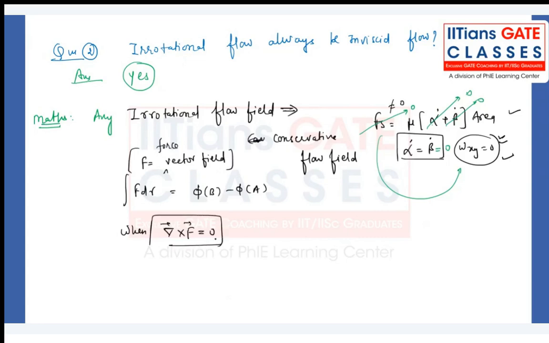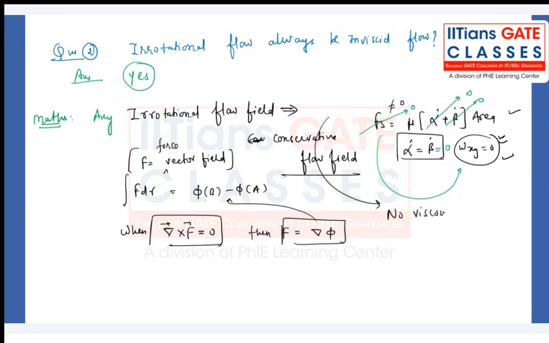When curl of any vector is 0, we know that that is like an irrotational case, right? Whenever we can write del cross F equal to 0, then we can write that vector F as the gradient of phi, where phi is a scalar quantity. So in this way, when we integrate, we can write like this, right? So irrotational flow field means that is a conservative flow field. Conservative means there cannot be any friction force. No viscous force should be there.